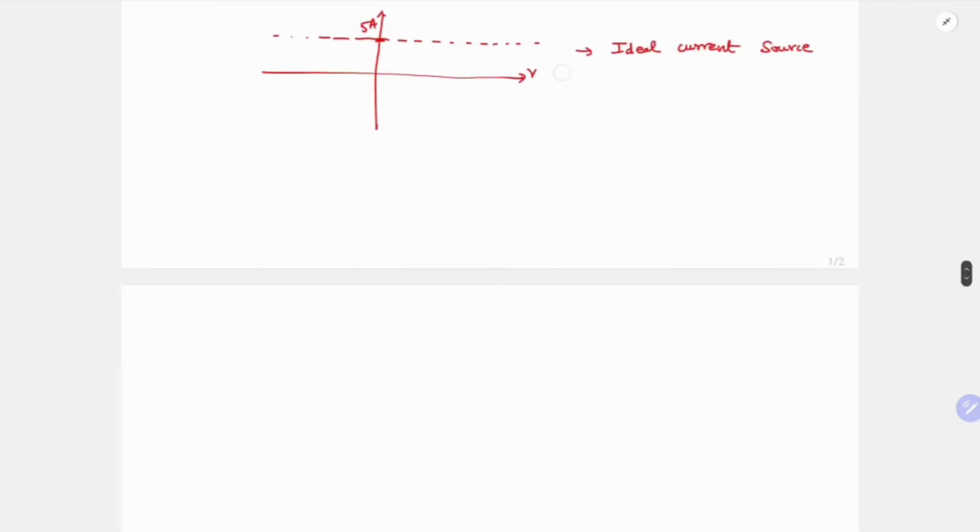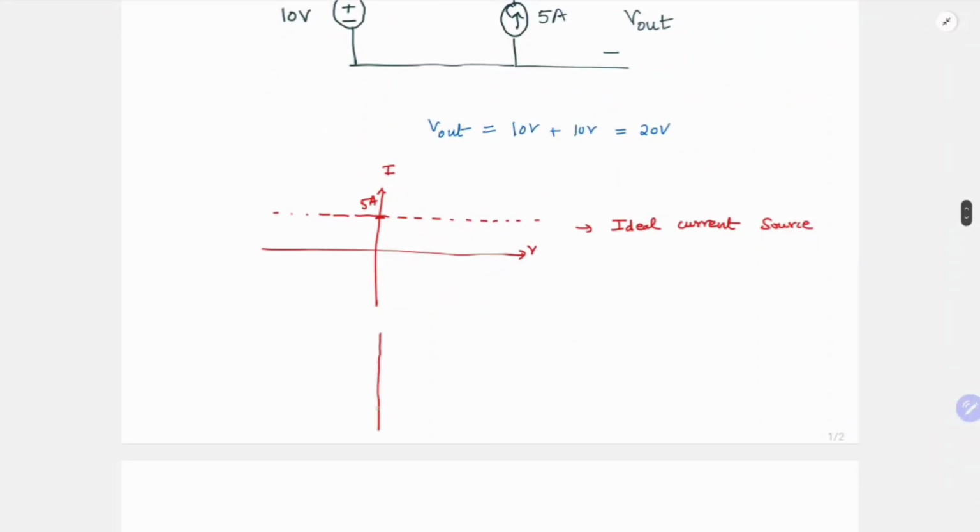So what about the ideal voltage source? What is its IV characteristic? An ideal voltage source can take any amount of current across it, but its voltage is always fixed at 5 volt. So this is an ideal voltage source.